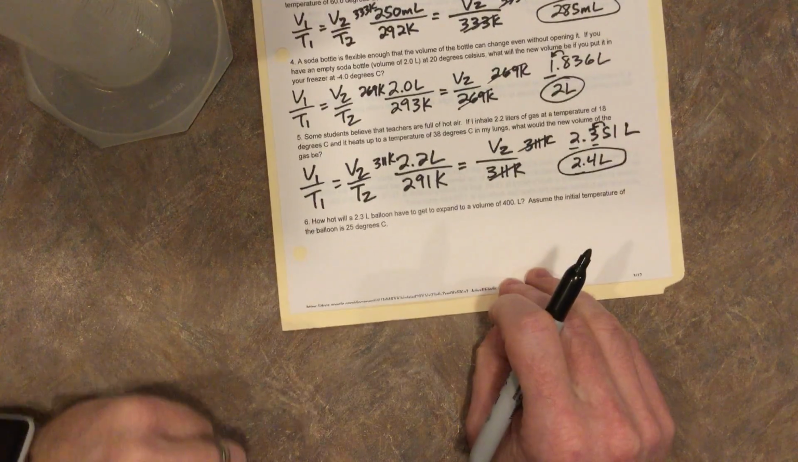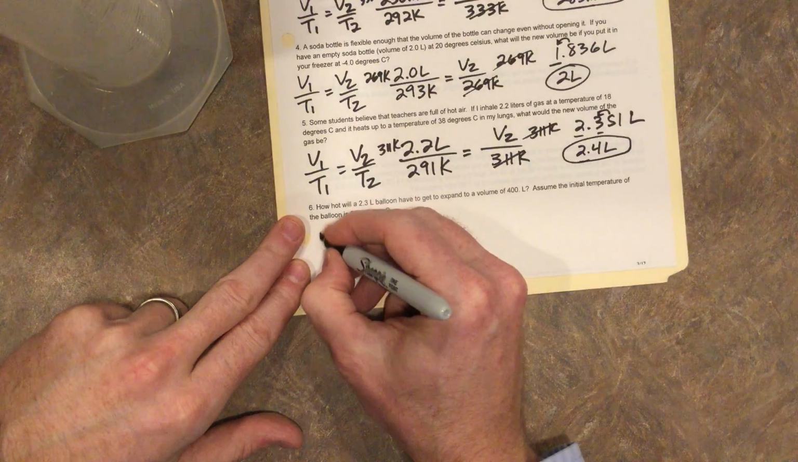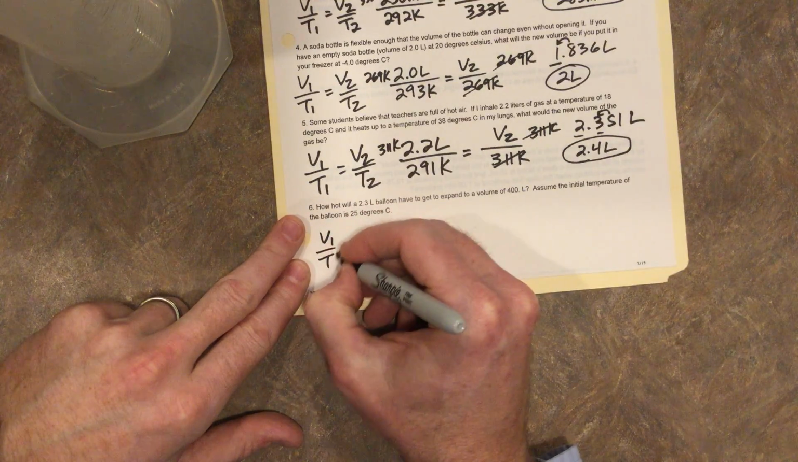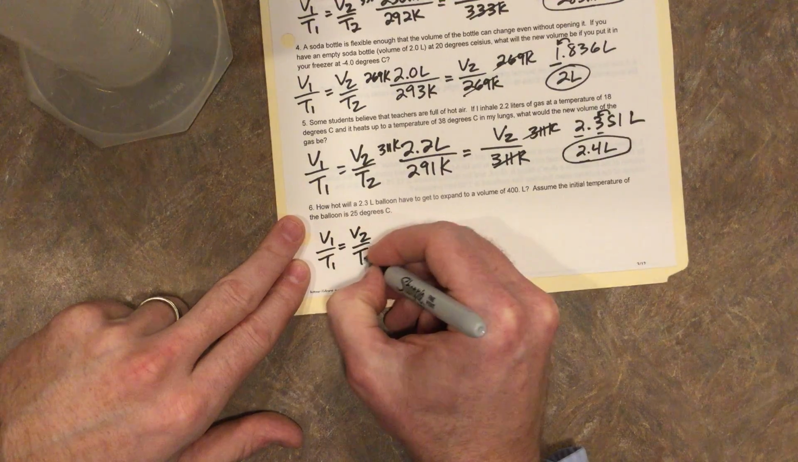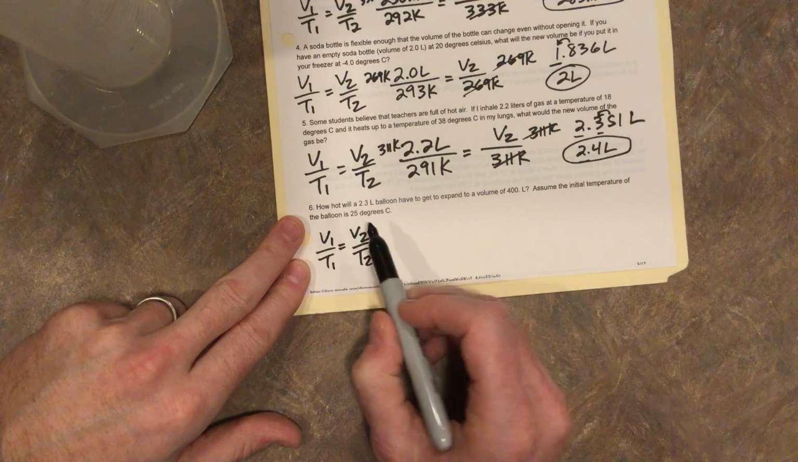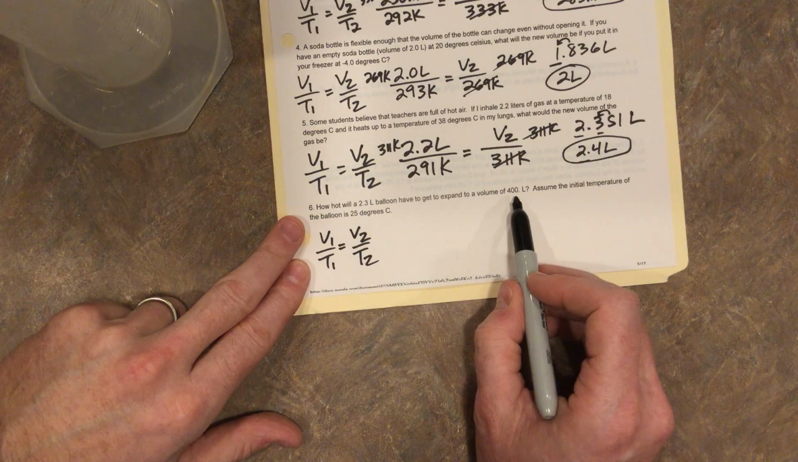Number 6. This is the same as all the other ones, but it changes a little bit. So let's see if you catch the change. We got a hot air balloon, and V1 over T1 equals V2 over T2. These are all Charles' law again. How hot will the 2.3 liter balloon have to get if I want it to expand to 400 liters?